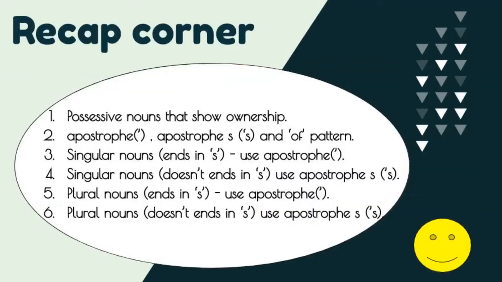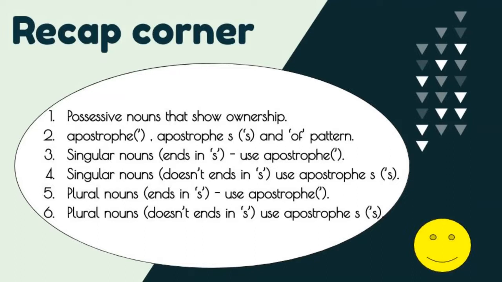Okay students, now we came to an end. It's time to recall possessive nouns. Okay, possessive nouns are used to show that something belongs to a noun. A noun may be a person, animal or thing. We can use apostrophe or apostrophe s for living beings and the of pattern for non-living things.